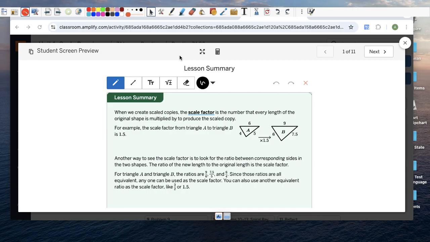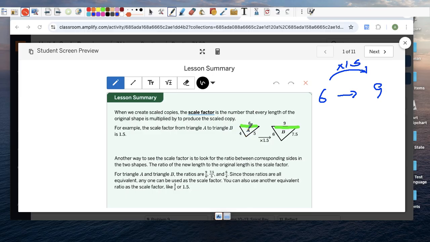When we create scale copies, the scale factor is the number that every length of the original shape is multiplied by to produce a scale copy. So if you look at these two triangles, let's just focus on the corresponding sides. Let's look at this side that measures 6 and this side that measures 9. Right, so it was 6 and it went to 9. How did that happen? Well, you can see clearly that they tell you it was multiplied by 1.5.